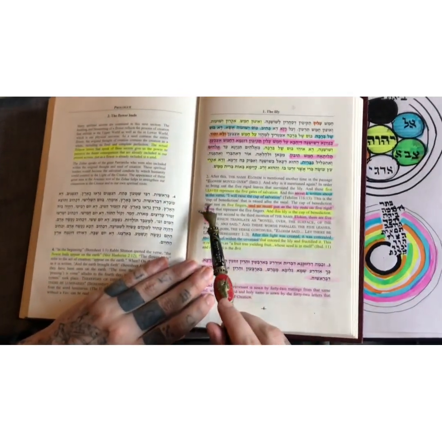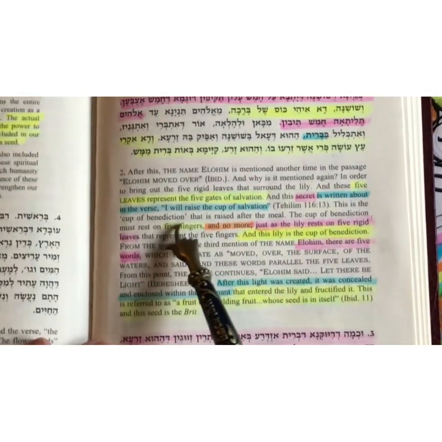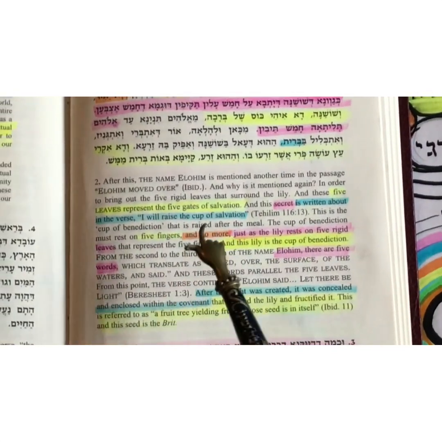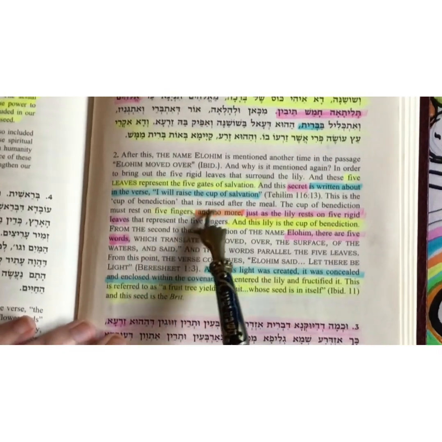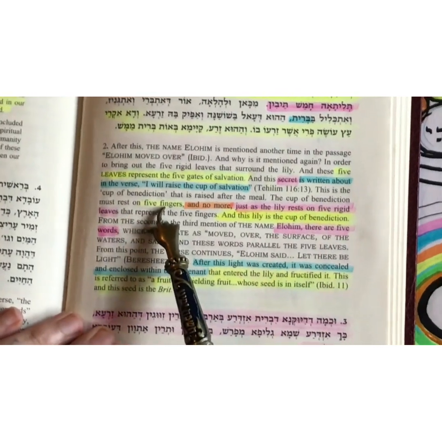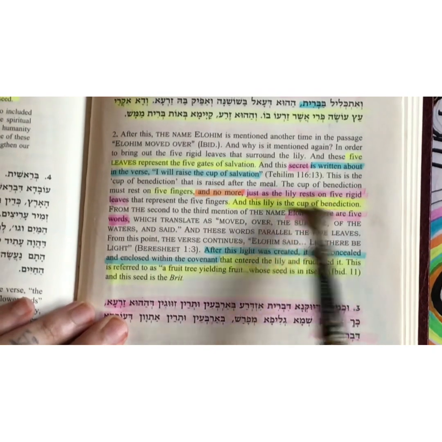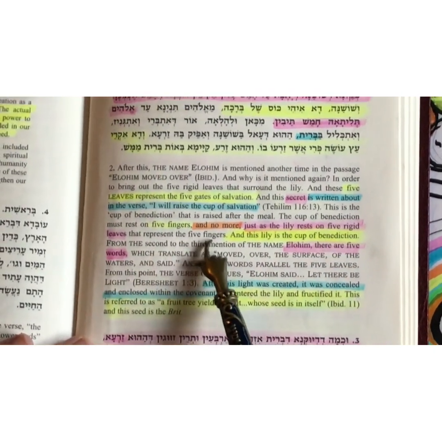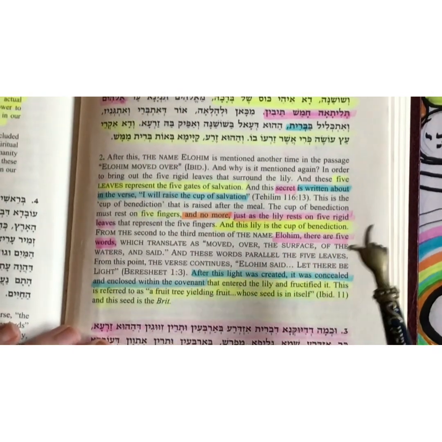And the secret is written about in the verse, I will raise the cup of salvation, meaning that through these 5 partsufim, the elevation occurs. This is the cup of benediction that is raised after the meal. The cup of benediction must rest on 5 fingers, and no more, just as the lily rests on 5 rigid leaves that represent the 5 fingers. And this lily is the cup of benediction.